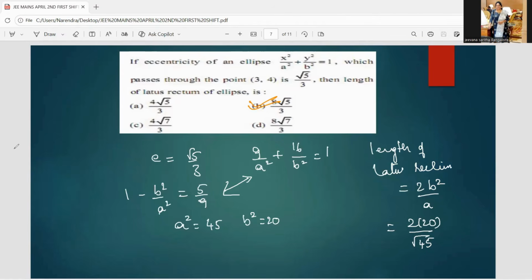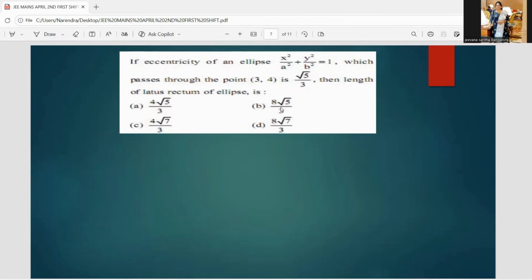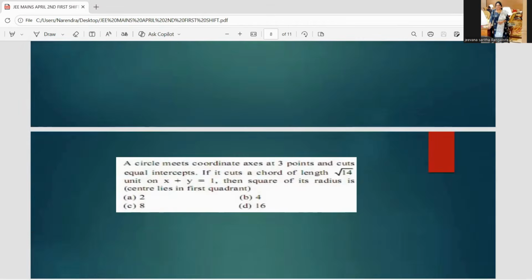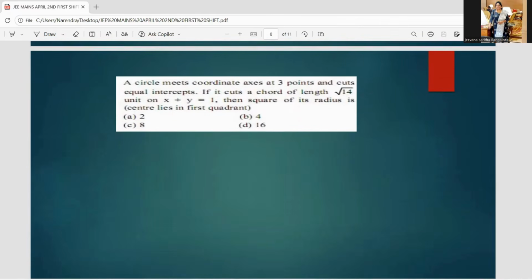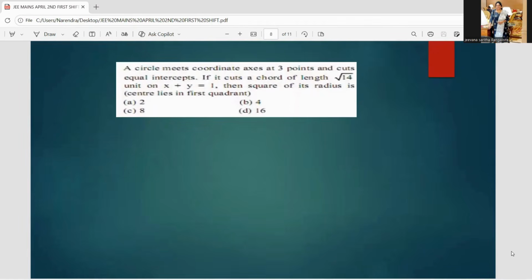Let's see the next question. A circle meets a coordinate axis in 3 points and cuts equal intercepts. If it cuts a chord of length square root of 14 units on x plus y is equal to 1, then the square of its radius is. With the given conditions, if I had to draw the figure, it would be something like this.